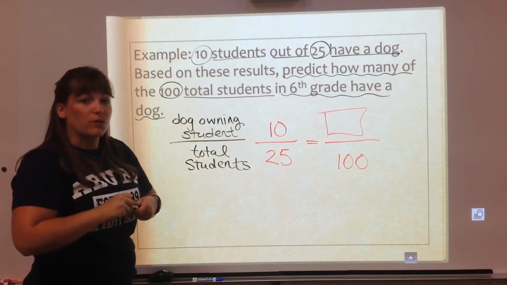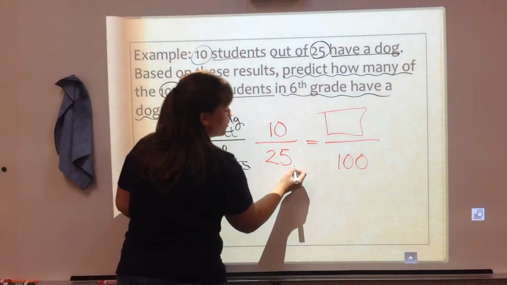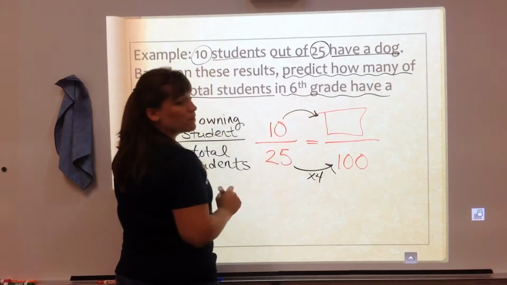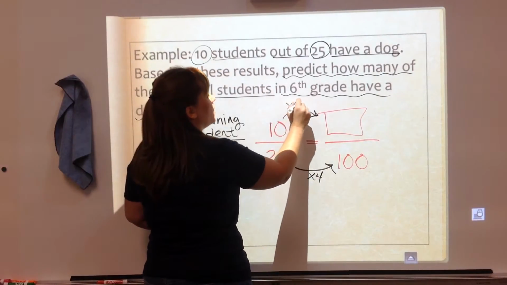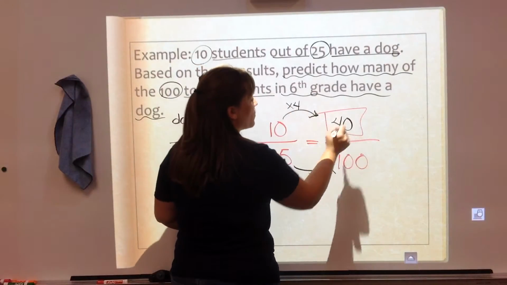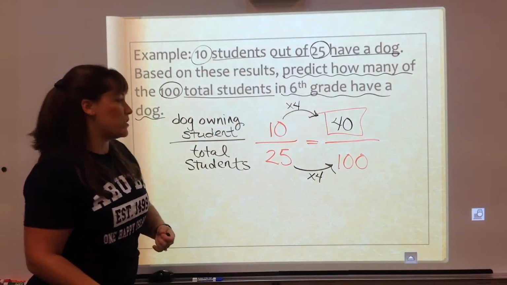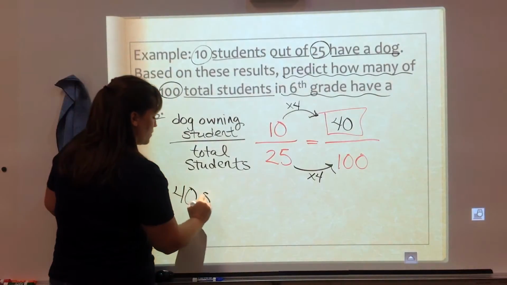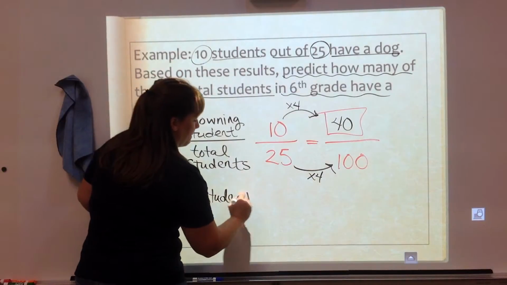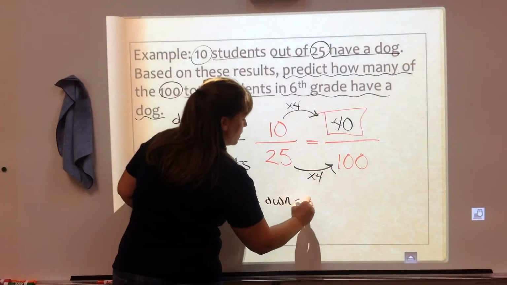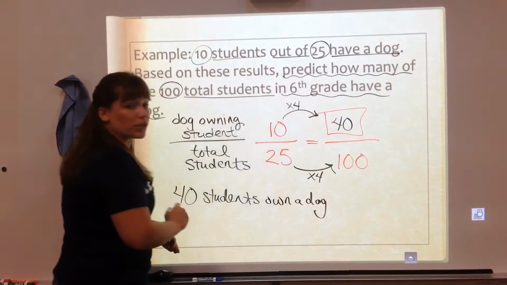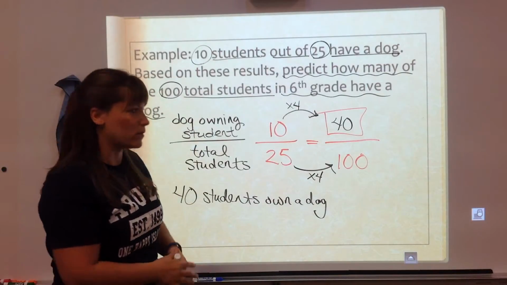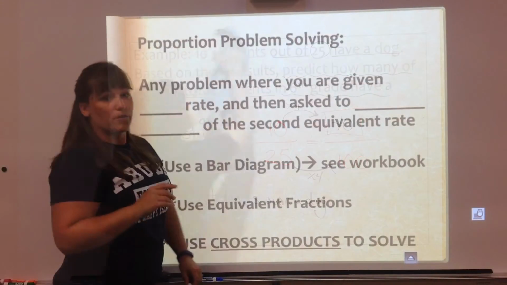So we can use equivalent fractions to help us solve this. 25 times 4 is 100. What you do to the bottom, you also have to do to the top. And when we multiply, we have 40. The answer is not just 40. You have to go back and put the context in. So 40 students own a dog. You could continue in the 6th grade. I'm just going to stop there. That's enough context for this one. Now grab that purple page.